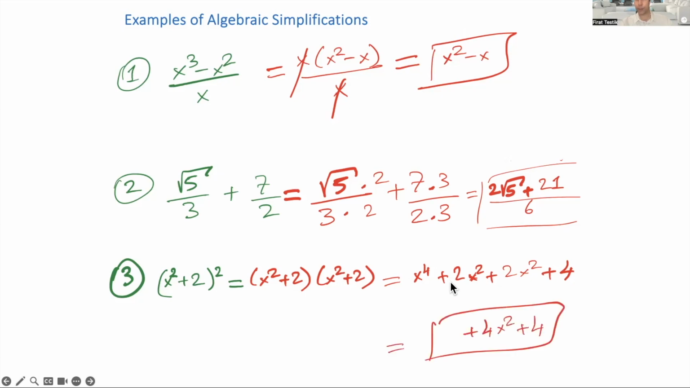Let's simplify a little bit further. There should be an x to the power 4 here. I don't know why it disappeared, but please write x to the power 4 in your notes. There is x to the power 4 here. Then 2x squared plus 2x squared, we can merge them as 4x squared, plus 4. So we have x to the power 4 plus 4x squared plus 4. So this is the final answer for this problem.